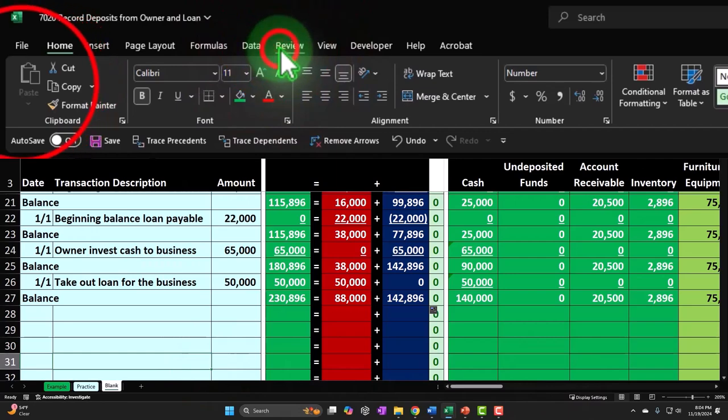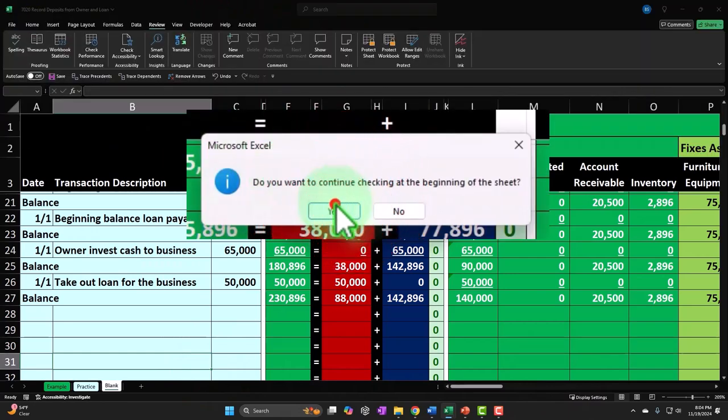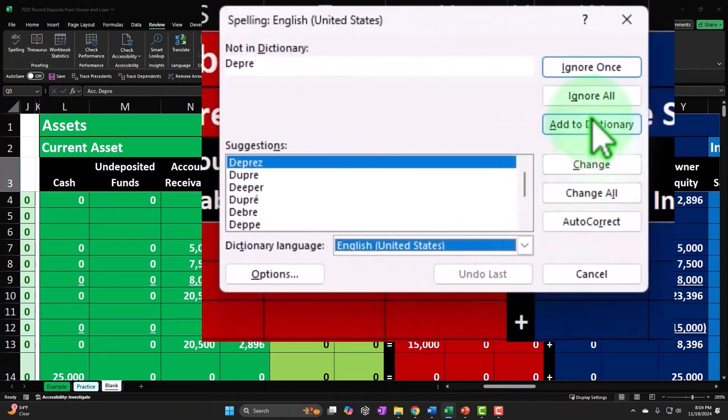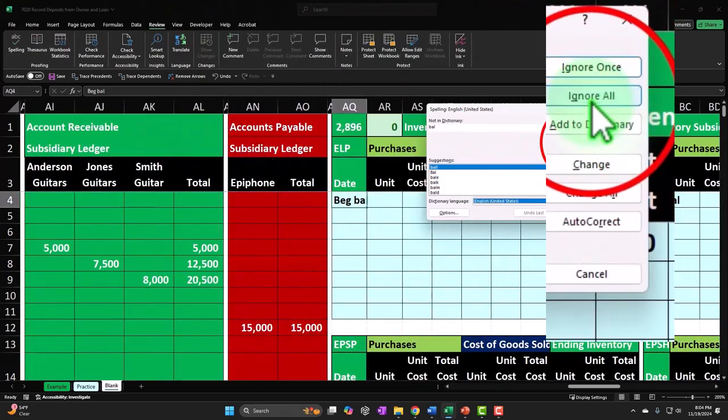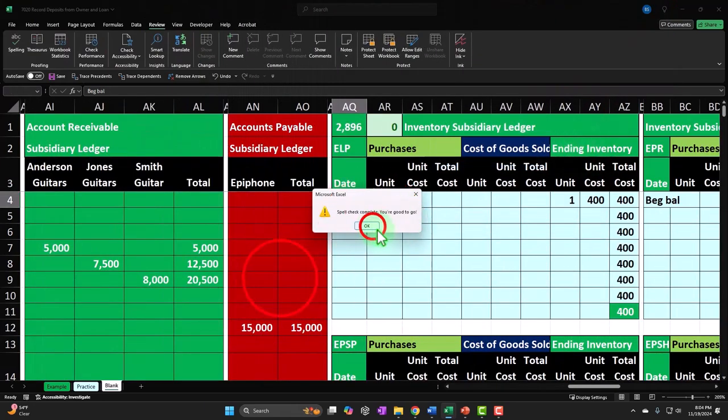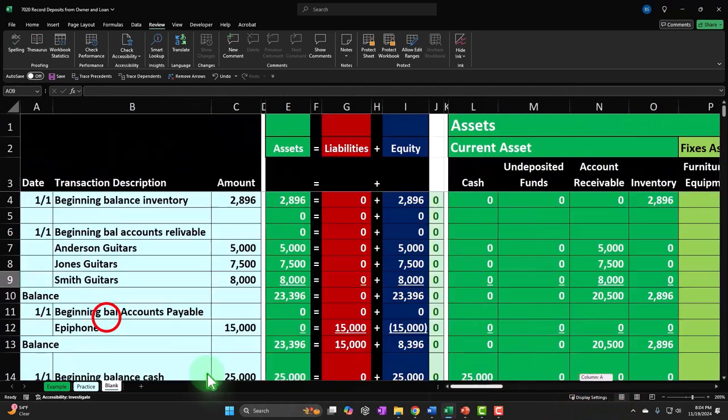Let's do a quick spell check. Check the spelling and ignore that one. Ignore that. All right, looks good.